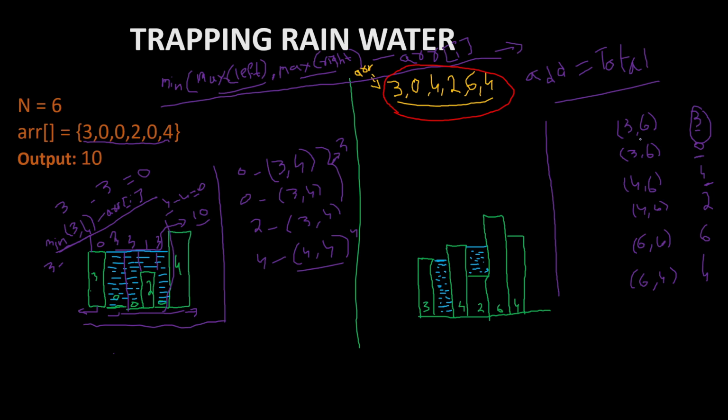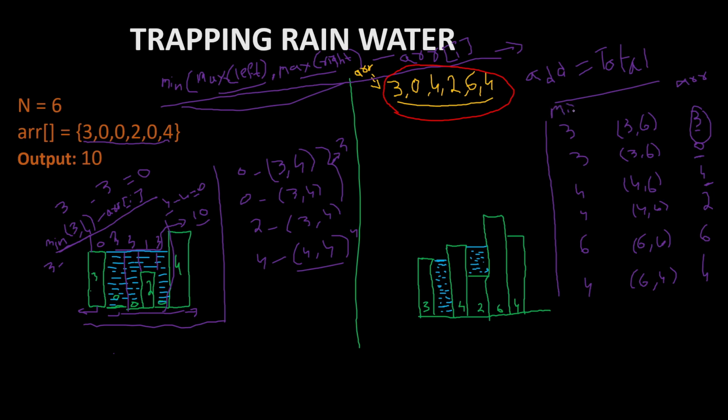Now the minimum out of these values will be 3 here. Write down for everything: what are the minimum values? 4, 4, 6 and 4. Now you have to subtract. This is the array value. Now I had told you the formula: I have to get the minimum of left max and right max, and we got the minimum here.